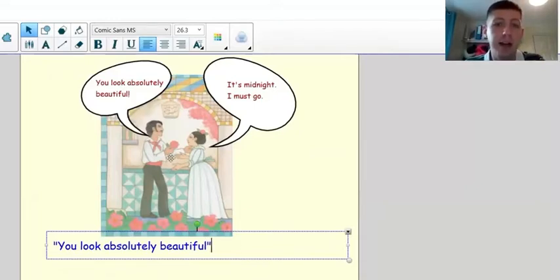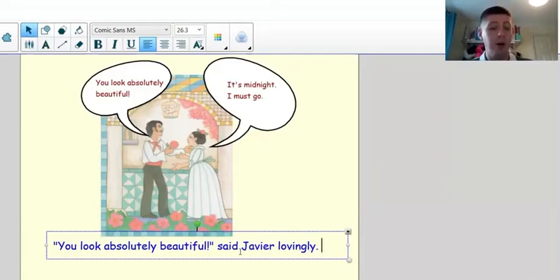Now, do you notice that in this sentence, "You look absolutely beautiful," there's an exclamation mark at the end. That also needs to go at the end of what he's saying. So it goes, "You look absolutely beautiful!" and all of that is in the speech marks. Then you need to say who's saying it. So you would say, "Said Javier." And I could put a full stop there, but actually I could add a bit of extra detail and I could say that he said it lovingly, because he said it with lots of love in his heart. Now I've written my sentence with the correct punctuation.